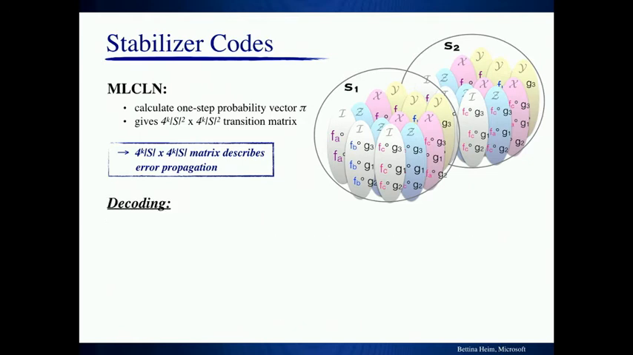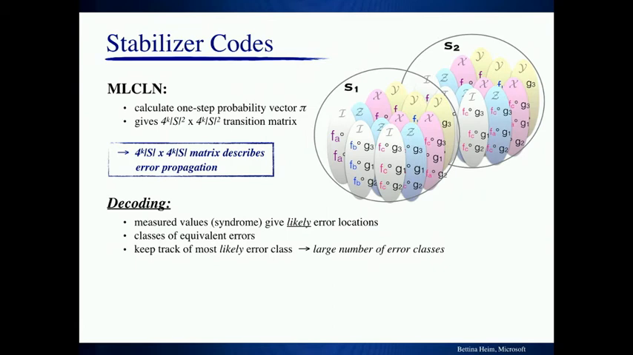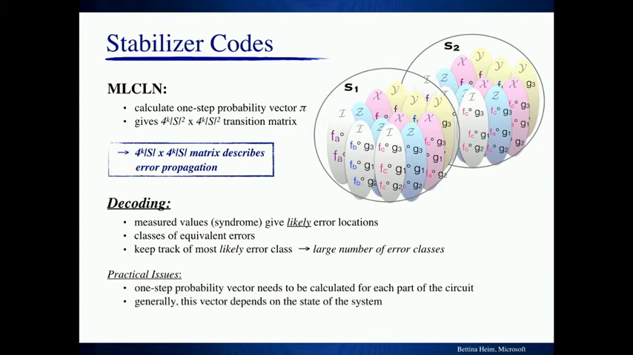Now, I admit that sounds all very technical, so what does that mean for our decoding? The measured syndrome values give us our likely error location, in a sense. But what we want to do is find out in which equivalence class of errors our current state is. So we would like to keep track of all error classes that we have. The issue with that is that there are a lot of them. In particular, we would have to recalculate basically the whole transition matrix for each part. When we do different logical operations, we would have to recalculate that transition matrix each time. Also, in general, if we have something more complex than Pauli noise, like amplitude damping, then it actually depends on the state of the system. So in reality, it's simply not doable to do that.